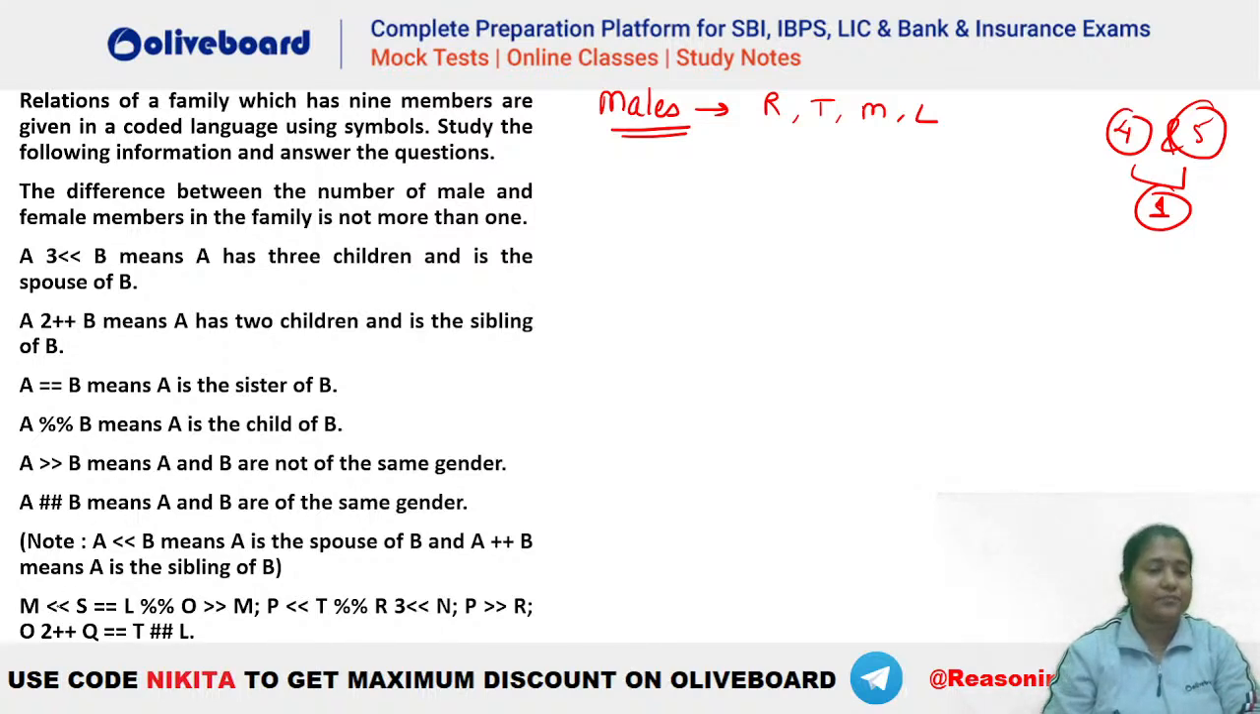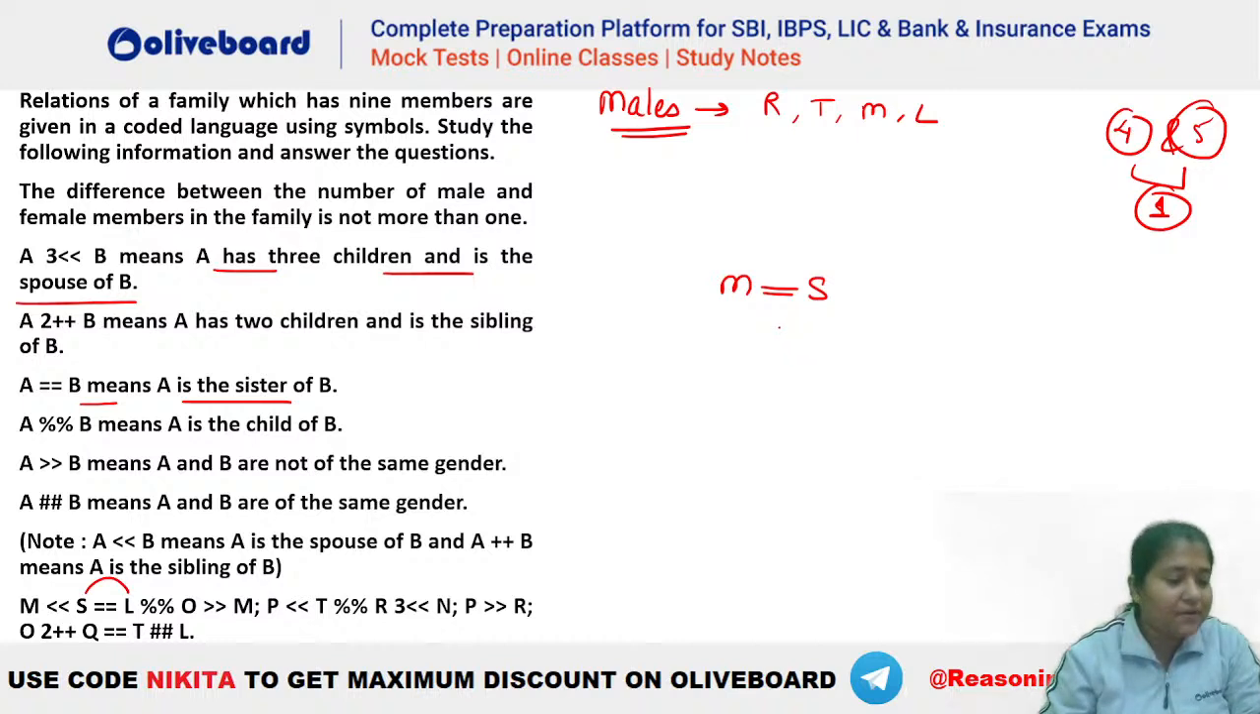Okay, let's see. So we have M less than less than. What is the meaning of less than less than? This means A has 3 children and is the spouse of B. That means you can see here that M is the spouse of S. Okay, so M is the spouse of S, and we do not know how many children there are, because less than means only spouse, right? So there is no information for children. Then S is equal to equal to. Equal to means sister.